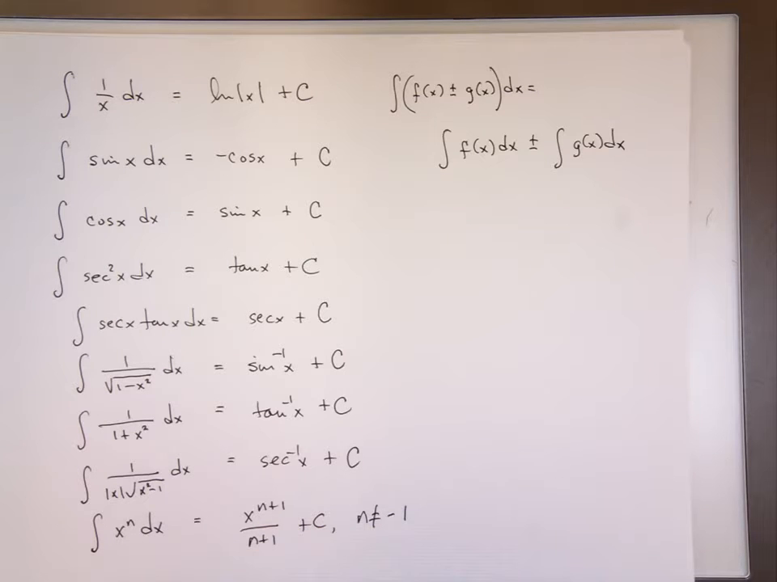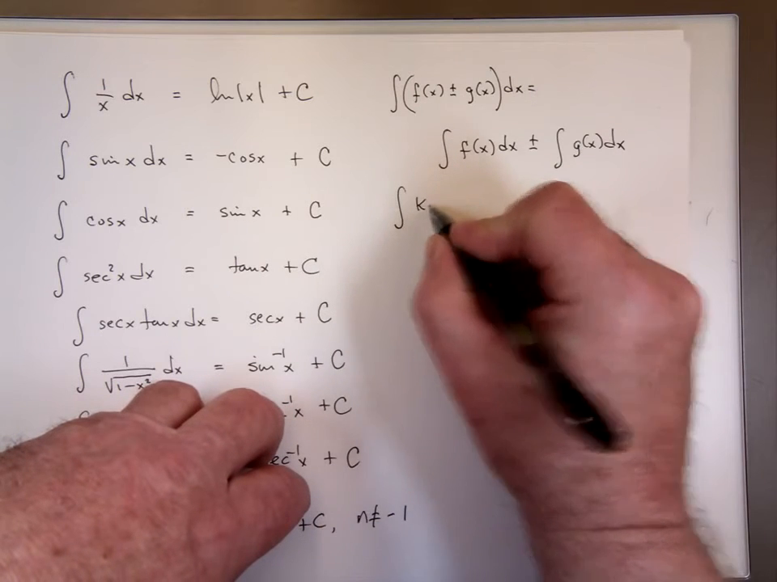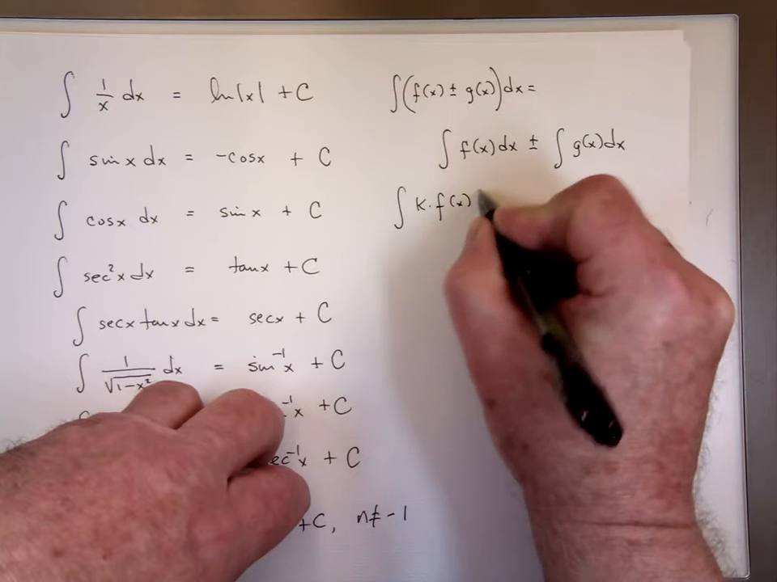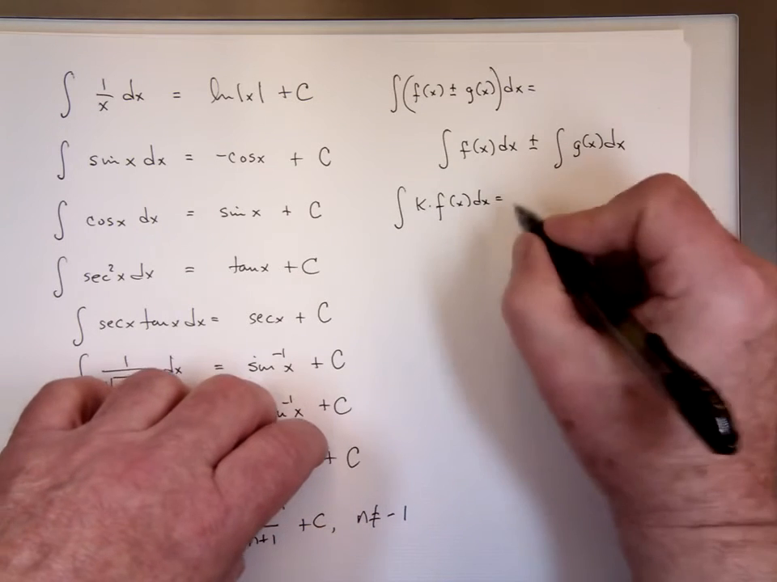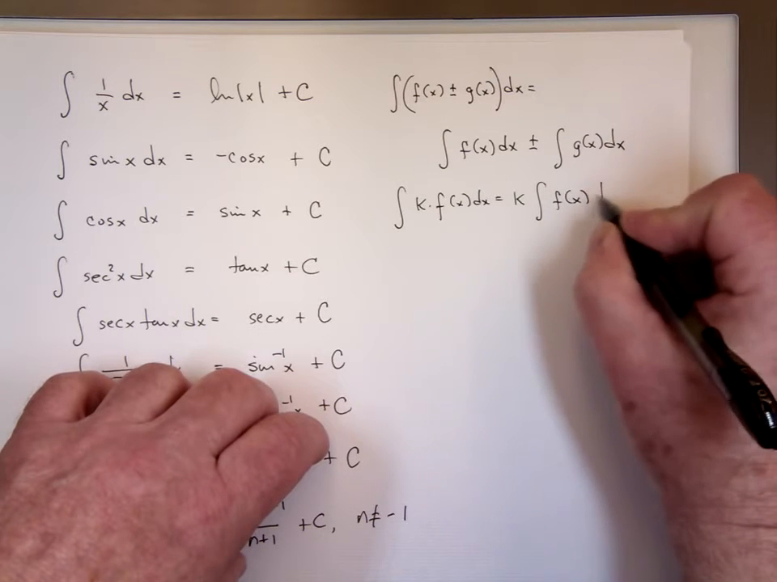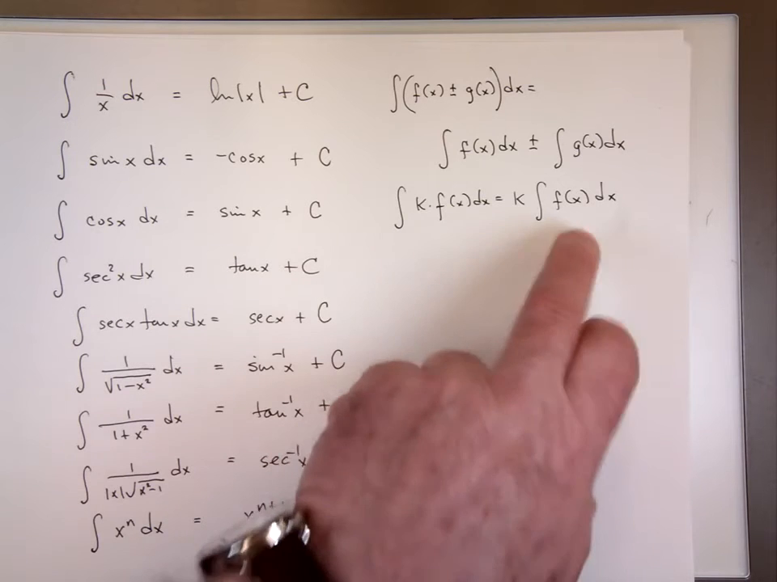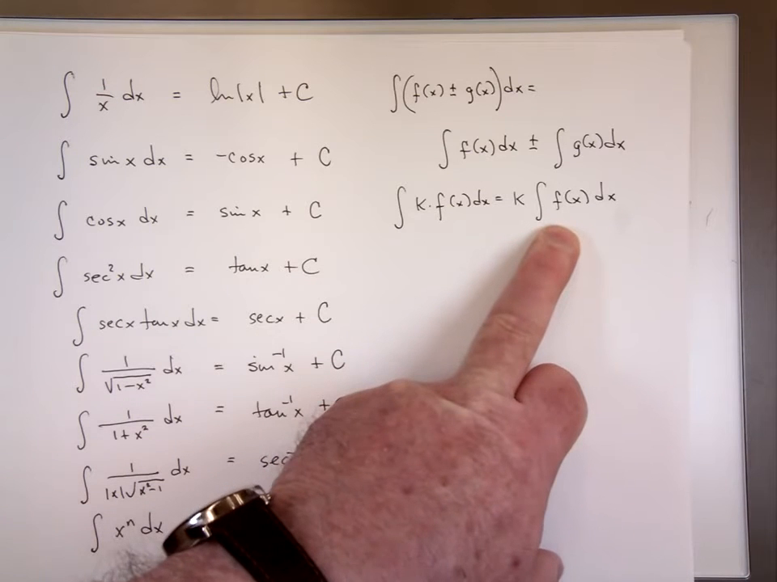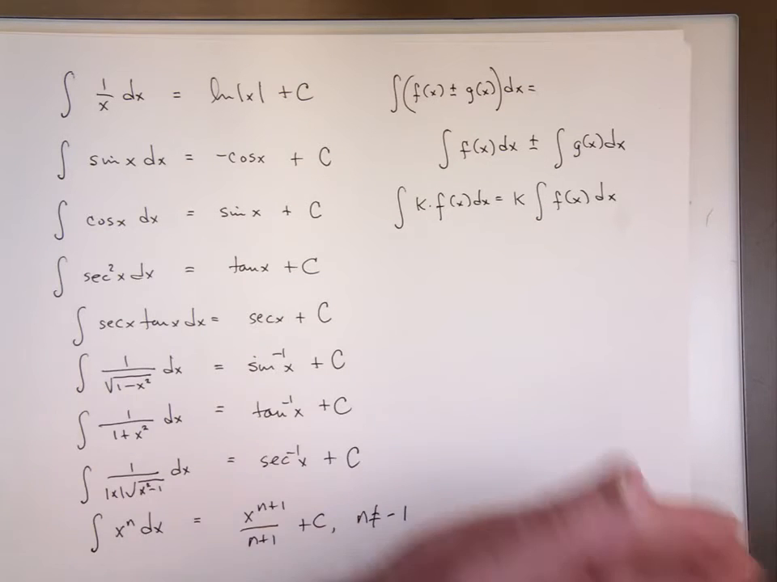Another property of integrals, antiderivatives, is a constant times a function of x is equal to a constant times the integral of the function. Why would that be the case? Because when you take the derivative of a constant times a function, it's the constant times the derivative of the function. Okay?